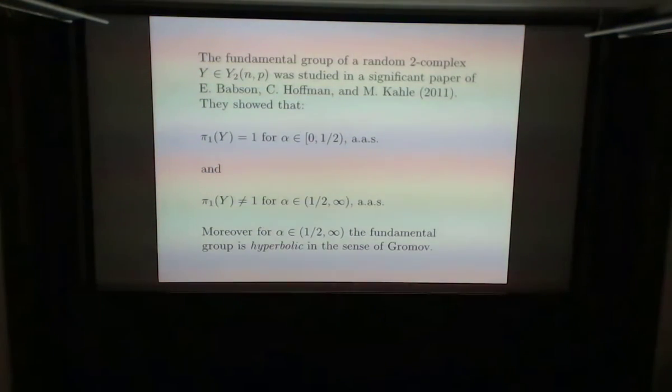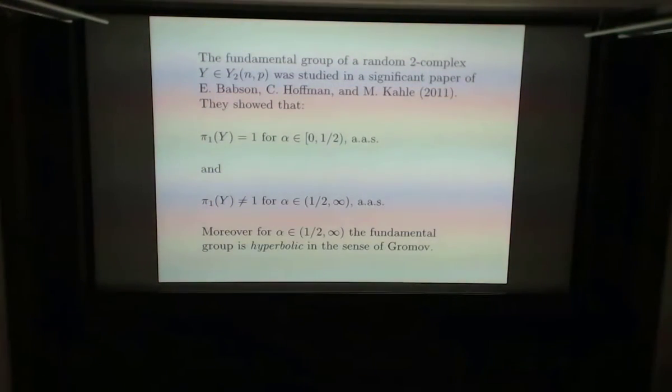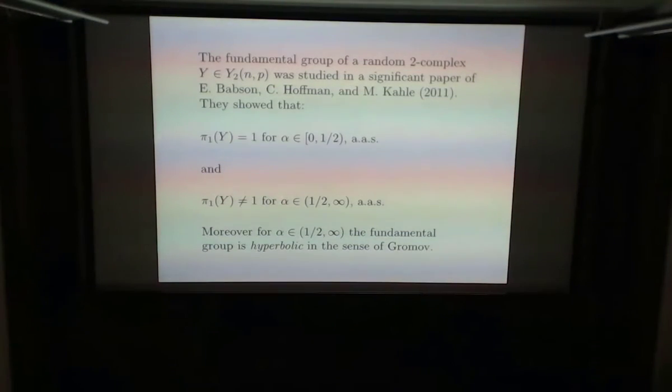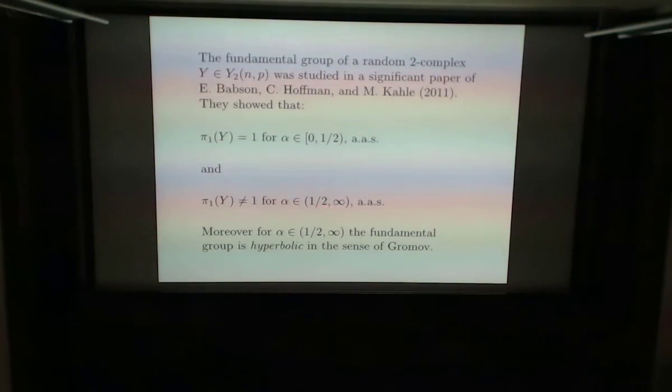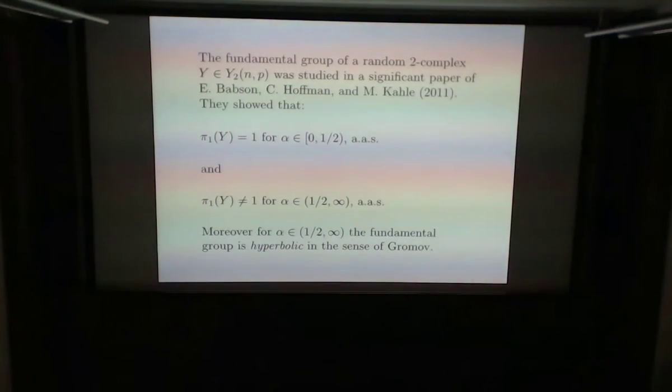So a significant result of Babson, Hoffman, and Kahle says that for alpha, maybe I should start with this part. The fundamental group is non-trivial when alpha is between infinity and 1/2, but when we cross 1/2, it becomes trivial. Moreover, when it is non-trivial, in this region, it is hyperbolic in the sense of Gromov. The hyperbolicity I will explain a bit later. There will be a slide on this.